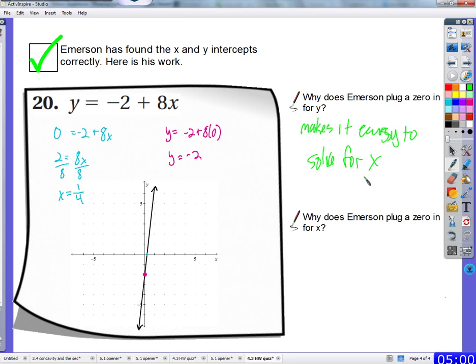Why does Emerson plug 0 in for x? Because it makes it easier to find y. Makes it easier to find y. It makes it easy to find y.